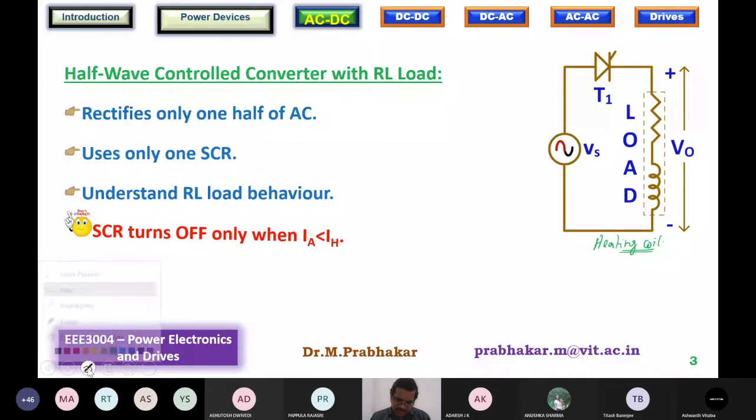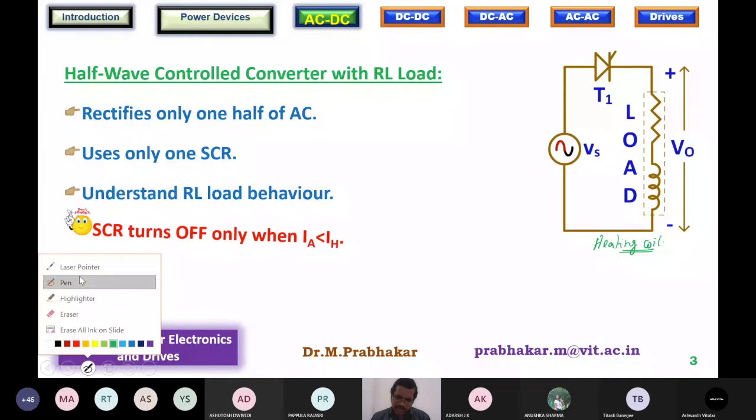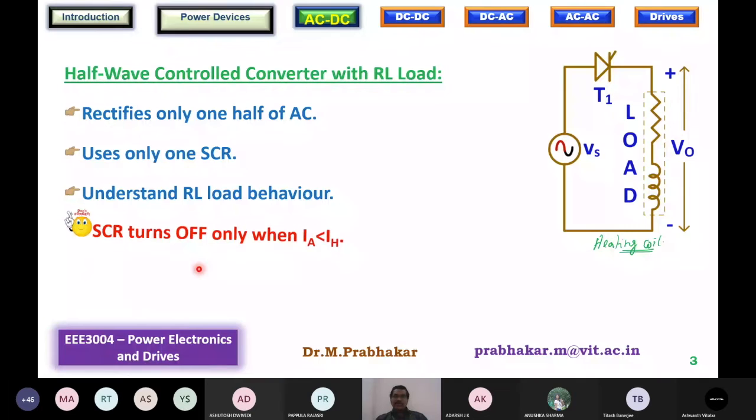condition: the SCR is going to turn off only when its anode current is less than the holding current value. So this you need to recollect if you want to understand the operation clearly. Number one. Number two, the SCR has various states. I will now go to the next slide and then I'll try to find out whether you are able to answer the question or whether you are able to understand the operation.